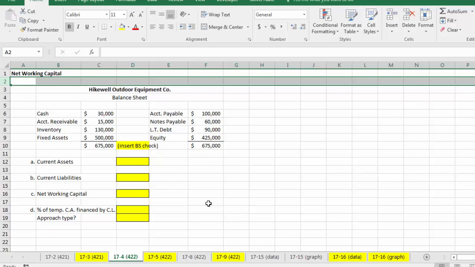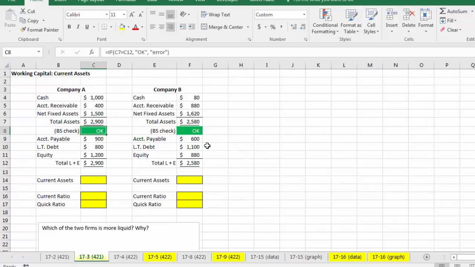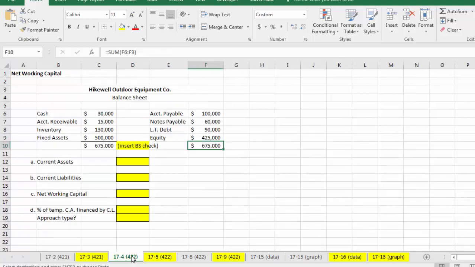17.4 says, Captain Louis Renault's Hikewell Outdoor Equipment Company has the following balance sheet accounts as of the end of last year. Half of current assets are permanent and half are temporary. Okay, now the balance sheet balances, but I want to use my little algorithm, and all I need to do is copy my little if function and paste it here.